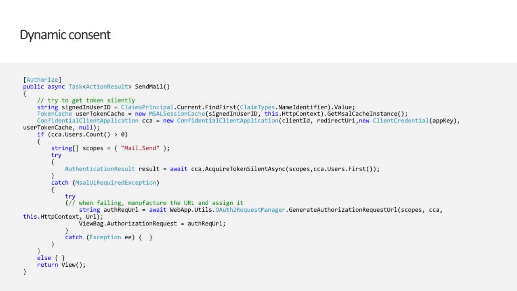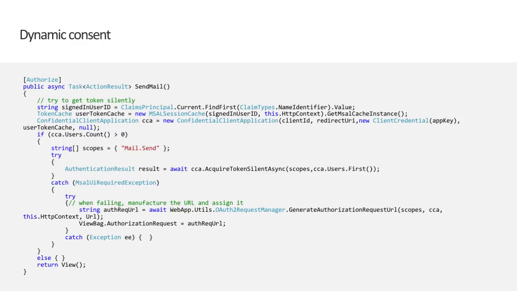So this is an example of what a dynamic consent is going to look like. In this example, we have an app that is requesting a token that includes the mail.send scope that you see somewhere in the middle of the screen, where we have an array of scopes being defined. That has not been consented yet. So when I call AcquireTokenSilentAsync, it's going to look in the cache for a token that matches the user and that scope. Then it's going to try to refresh the token. When it fails, the user is going to be notified of the missing scope.